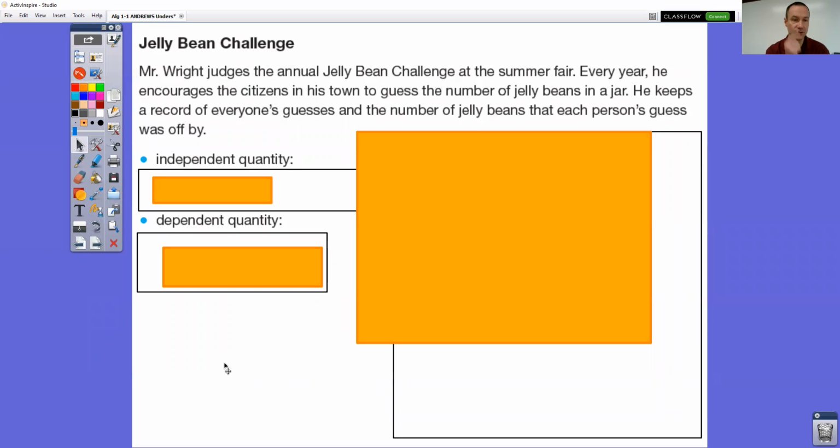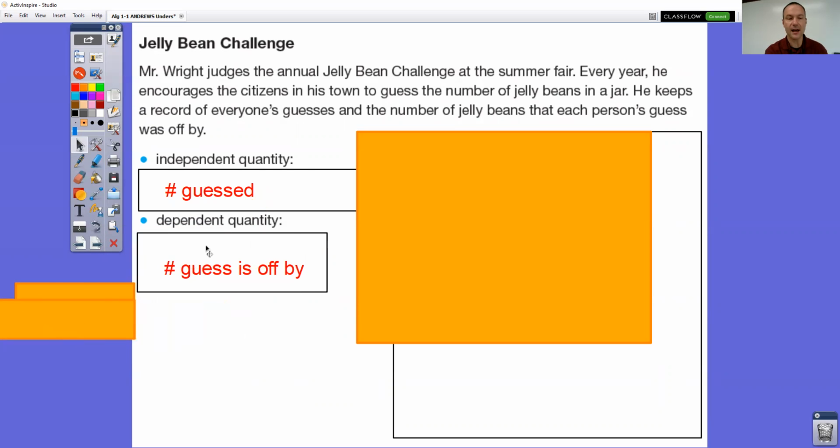The Jelly Bean Challenge. Mr. Wright judges the annual Jelly Bean Challenge at the summer fair. Each year, he encourages the citizens in his town to guess the number of jelly beans in a jar. He keeps a record of everyone's guesses and the number of jelly beans that each person was off by.